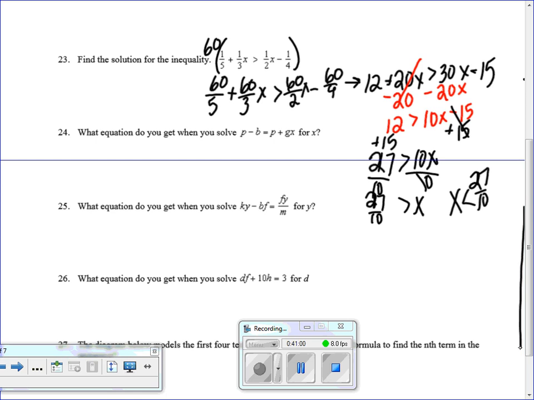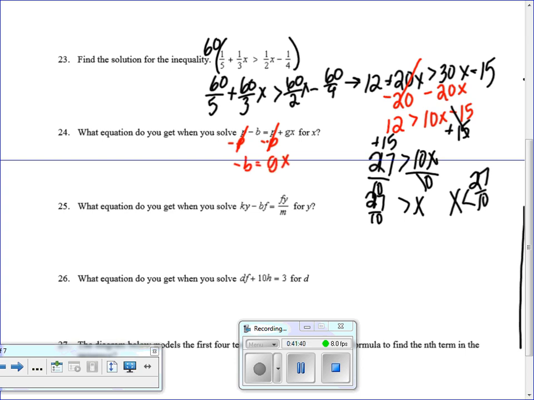Question 24 says, what equation do you get when you solve p minus b equals p plus gx for x? Here we have a literal equation, so we're just going to move things around so that x is by itself. We're going to solve it like a normal equation. Anything being added or subtracted to x, we move away. To get rid of positive p, we subtract p. It cancels out on both sides, so we're left with negative b equals gx.